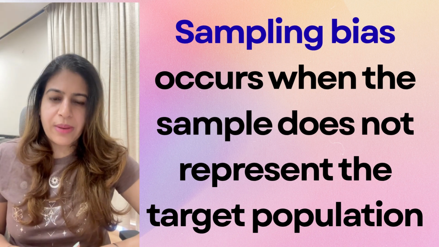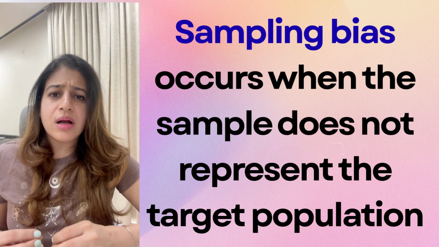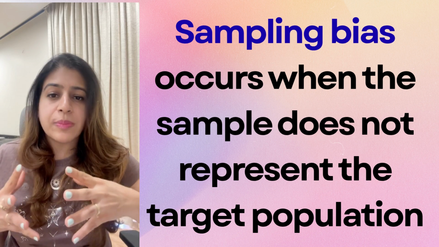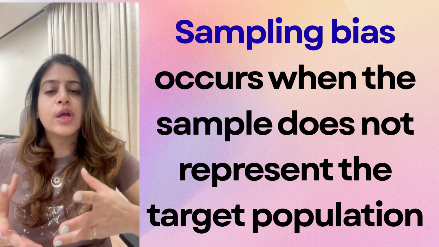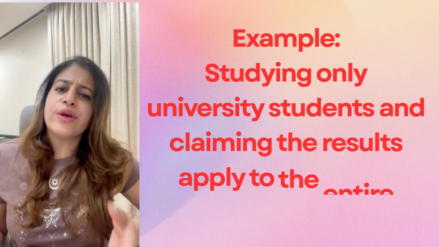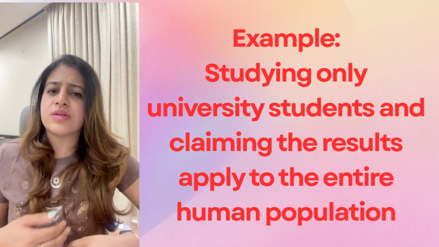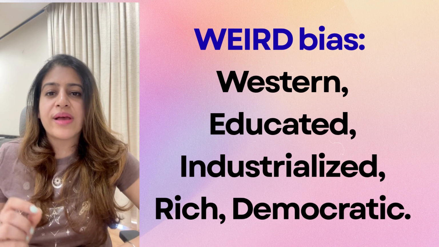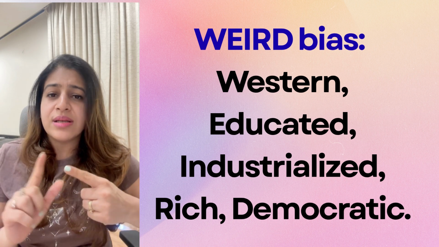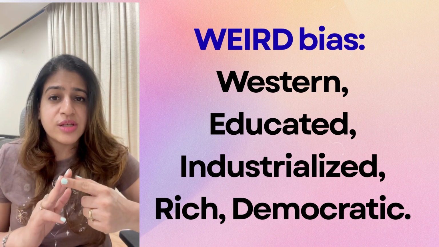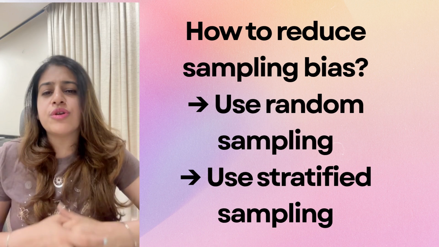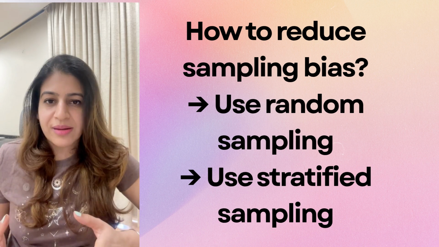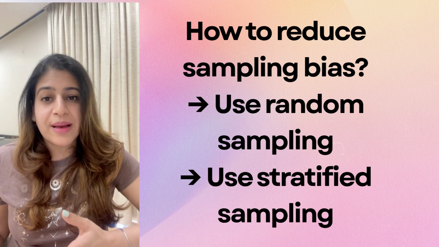Next is sampling bias. Sampling bias occurs when the sample does not represent the target population. For example, studying only university students and claiming the results apply to the entire human population. This is often referred to as the WEIRD bias: Western, educated, industrialized, rich, democratic. How to reduce sampling bias? Use random sampling. Use stratified sampling.